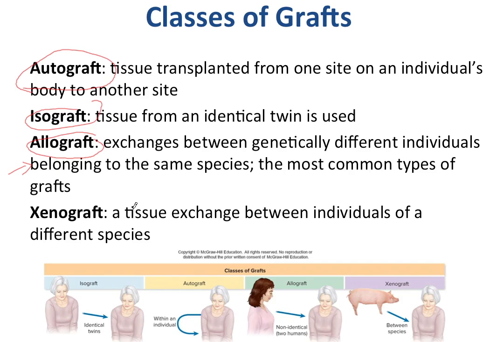Xenograft means we get the tissue from a different species. For example, we transplant an organ from a pig to a human. There is a huge difference in the MHC molecules, so the rejection is very strong and very significant in the xenograft.